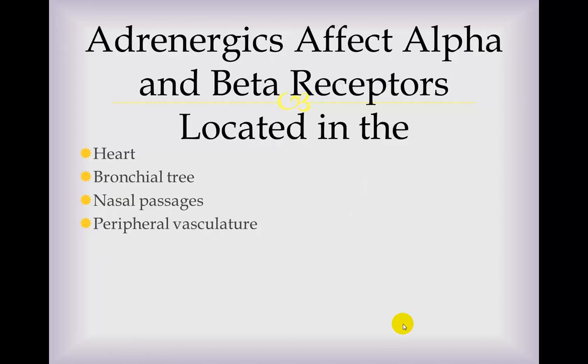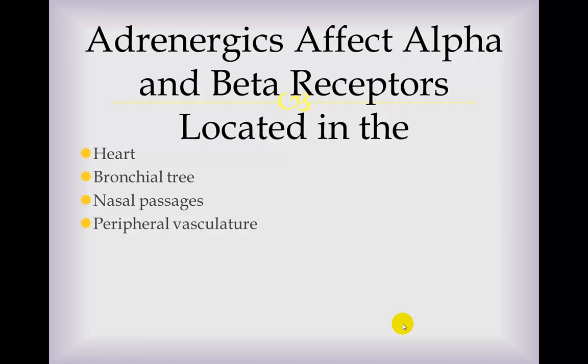So adrenergics can affect alpha and beta receptors that are located primarily, the ones that we're concerned about for the cardiovascular system, in the heart, the bronchial tree. I know it's not in the cardiovascular system, but it certainly is going to be affected. Nasal passages, kind of an aside there, and the peripheral vasculature.